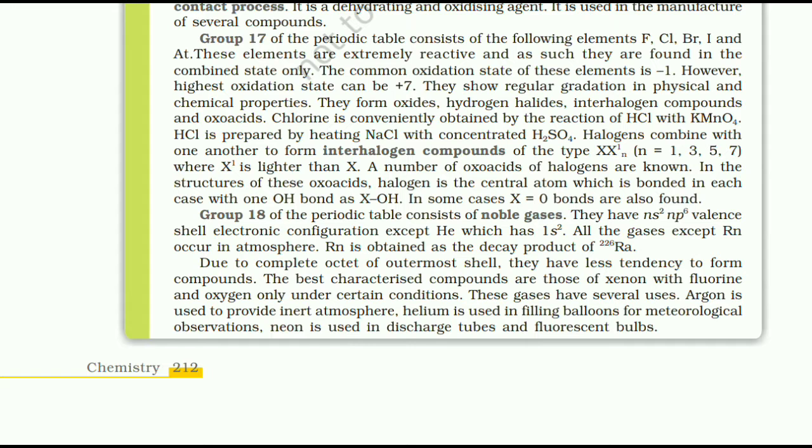These gases have several uses. Argon is used to provide an inert atmosphere. Helium is used in filling balloons for meteorological observations. Neon is used in discharge tubes and fluorescent bulbs.